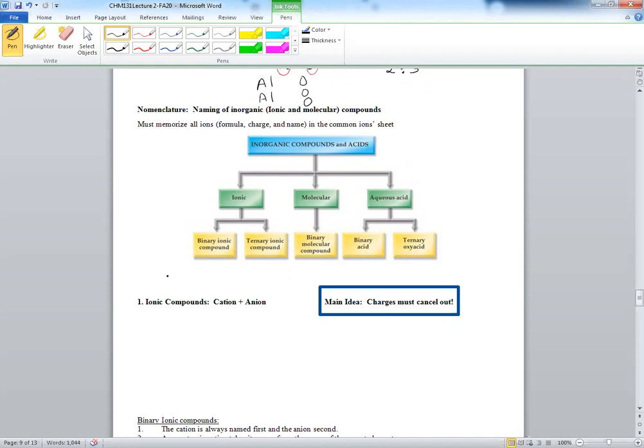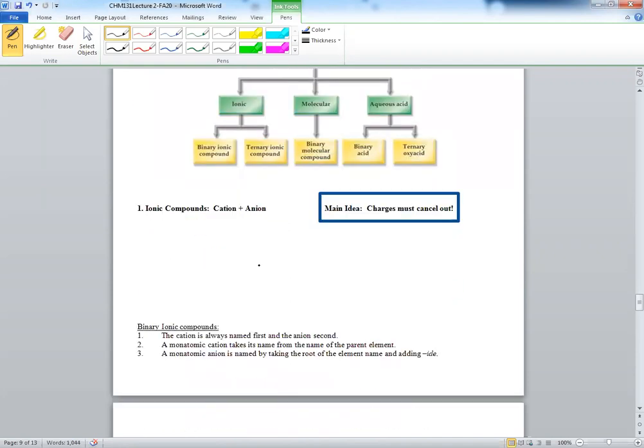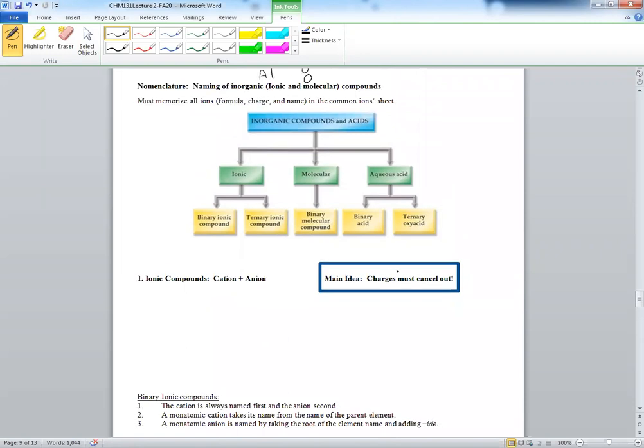Now, let's actually look at ionic compounds. We're going to start with ionic compounds. And the ionic compounds on this flow chart right here are divided into binary ionic compounds and ternary ionic compounds. The next one we're going to do is molecular compounds, and acids are all the way at the end. In fact, we may do them in another lecture. But for now, let's look at a cation and an anion, which actually form an ionic compound.